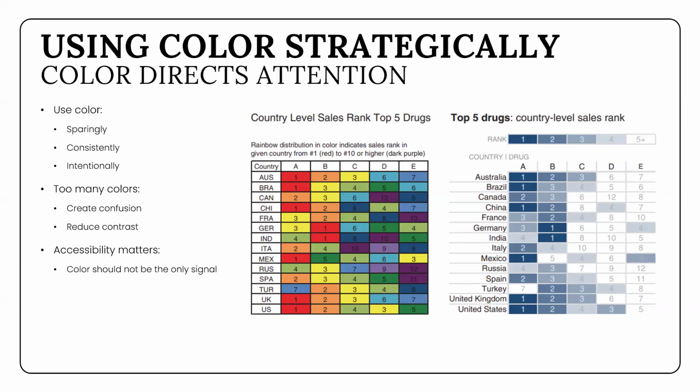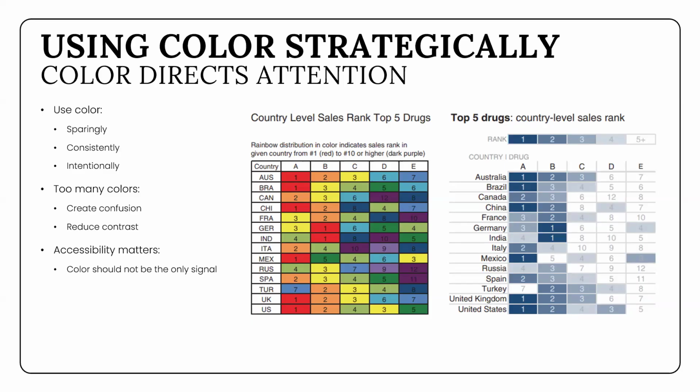Consistency builds cognitive learning. When a color repeatedly signals importance, the audience learns to follow it. Color becomes a navigation system rather than a decoration. Design must also account for accessibility. Color should never be the only signal for meaning. Visual distinctions must remain visible to colorblind viewers through contrast, brightness, shape, or annotation.